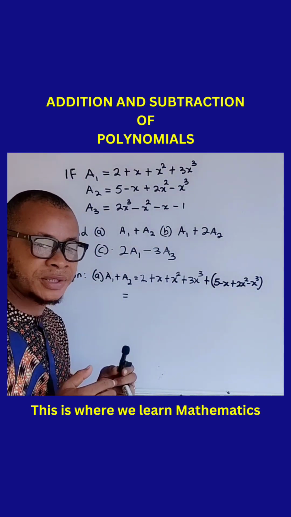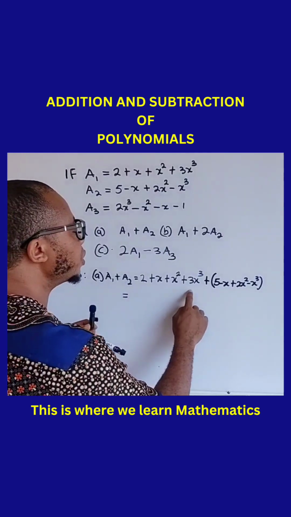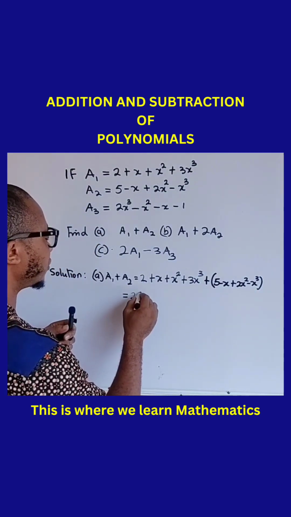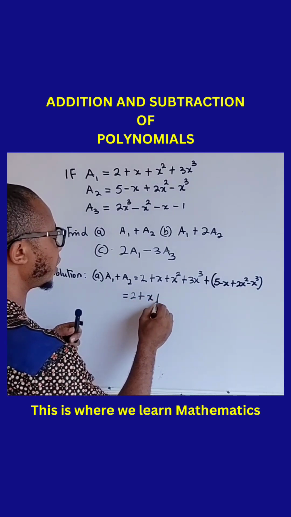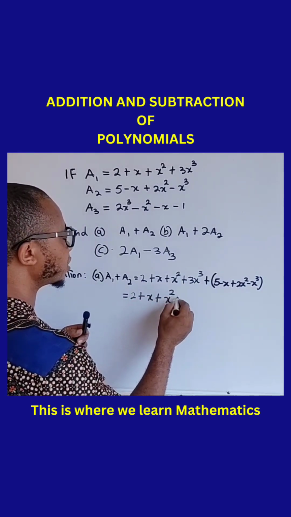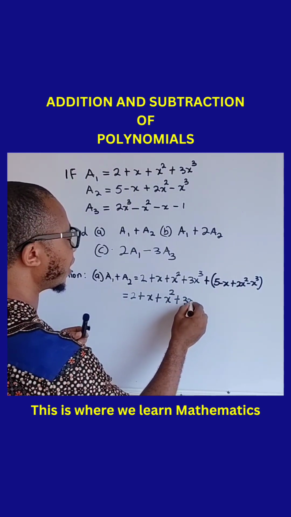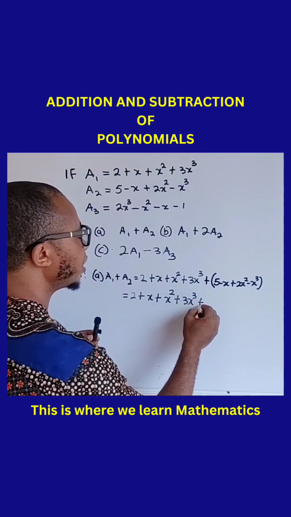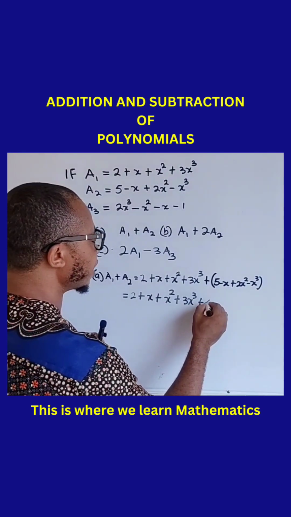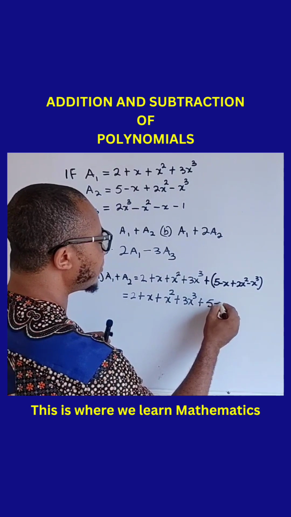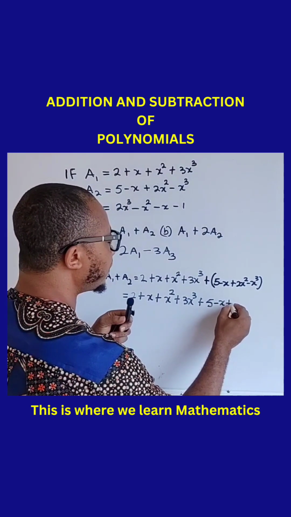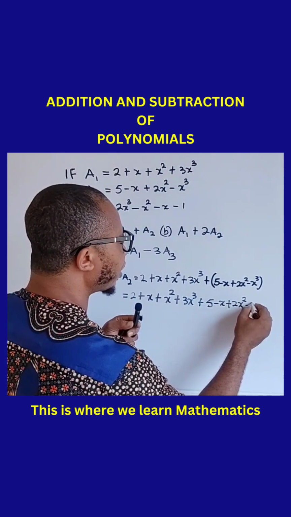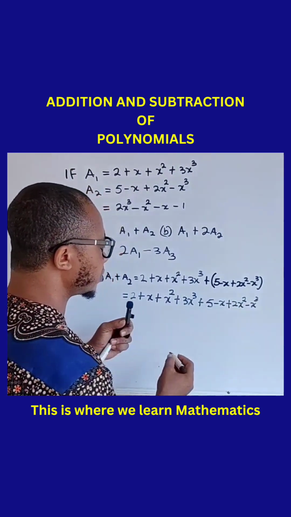Okay, having done this, the next thing will be to open this bracket. Let us open this bracket. We have 2 plus x plus x squared plus 3x cubed, plus, because of this addition sign, everything inside the bracket will remain the same. So we have 5 minus x plus 2x squared, then minus x cubed.